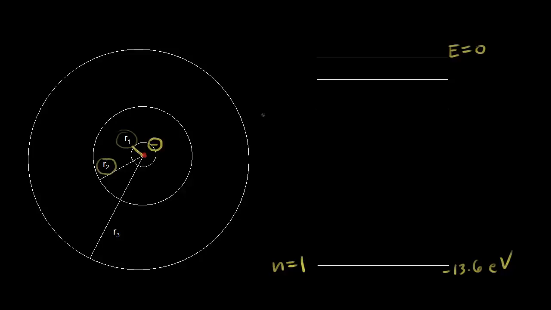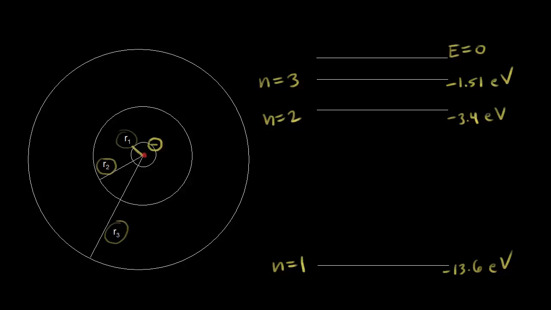So that's n is equal to 2, and we just calculated that energy is equal to negative 3.4 electron volts. All right, and then let's say the electron was at r3 from the nucleus. That's when n is equal to 3, and once again, we just calculated that energy to be equal to negative 1.51 electron volts.